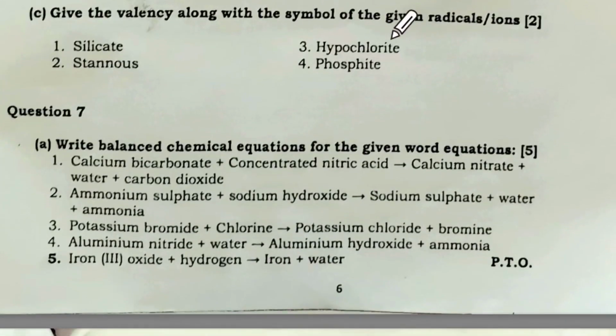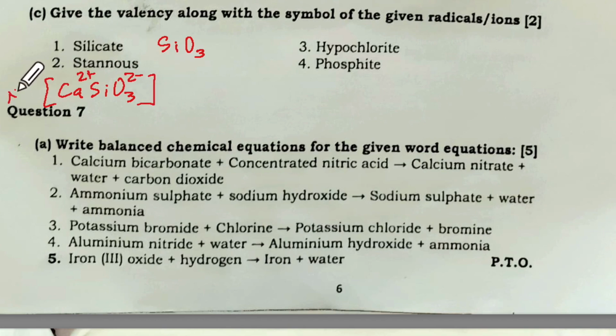Write the valency along with the symbols of the given radicals. Silicate is SiO3. How many of you don't remember the valency of silicate? I'll just tell you, CaSiO3. So Ca is 2 plus, so this has to be 2 minus. Did you understand how it's to be remembered? I'm telling you the tricks to remember. So this will be valency 2 minus.